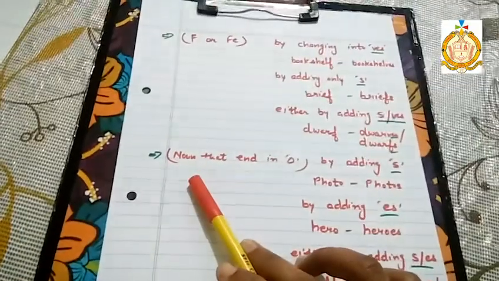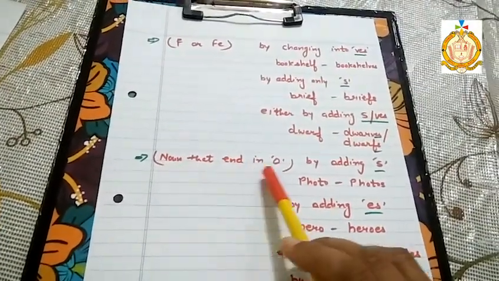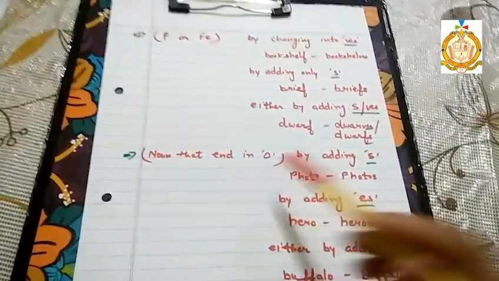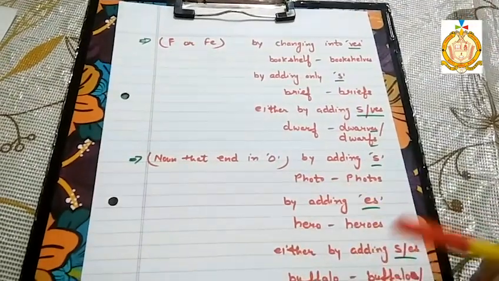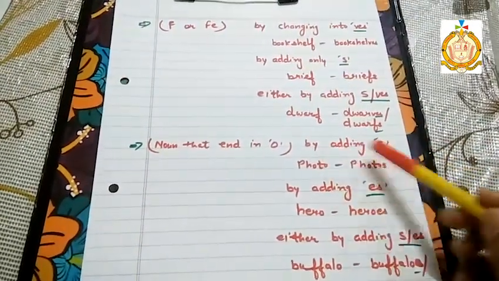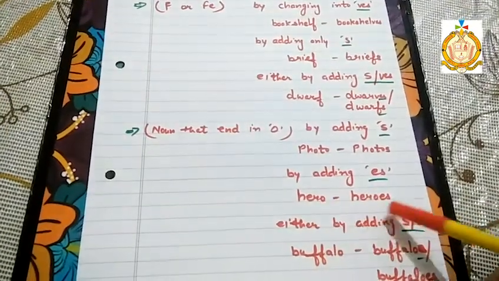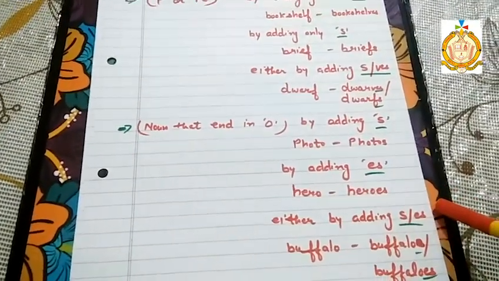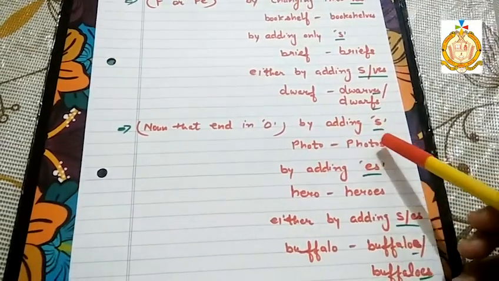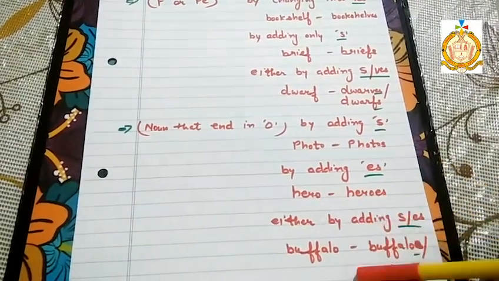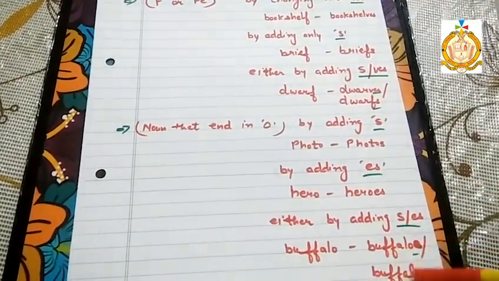Next is nouns that end in o. They are changed to plural form by adding s, or by adding es, either s or es. For example, photo, photos; hero, heroes; buffalo, buffaloes.